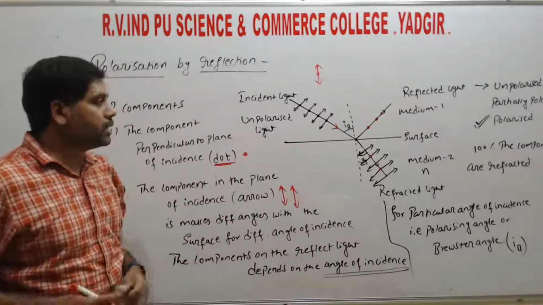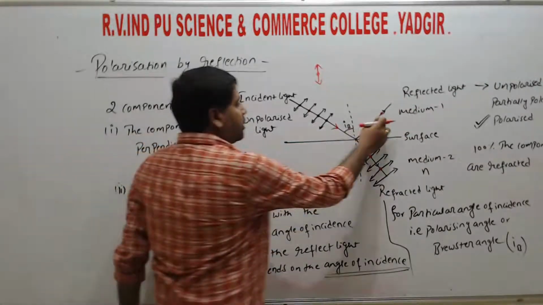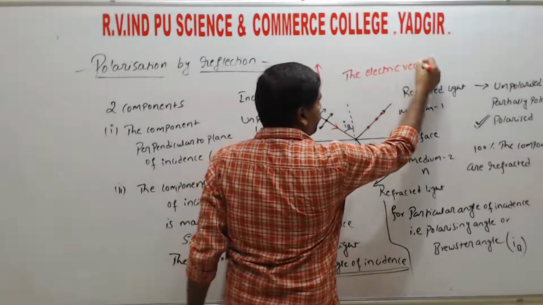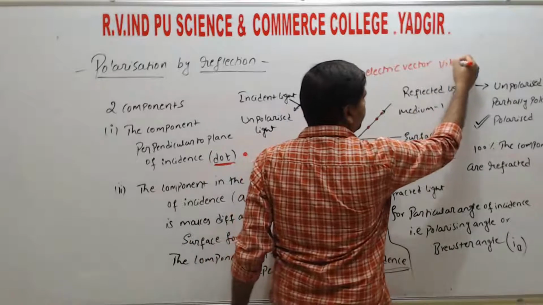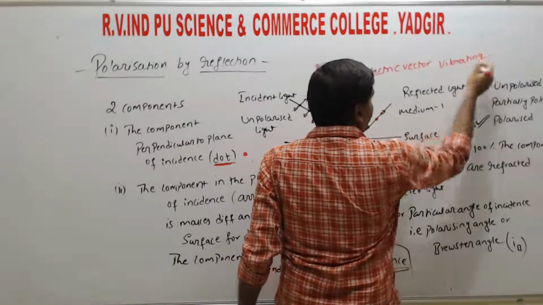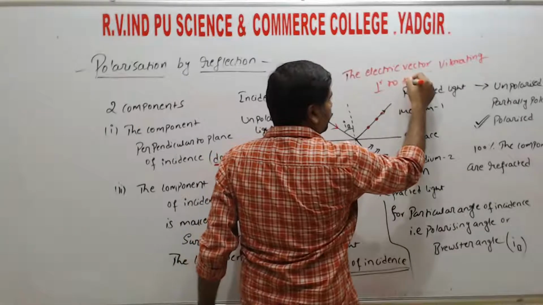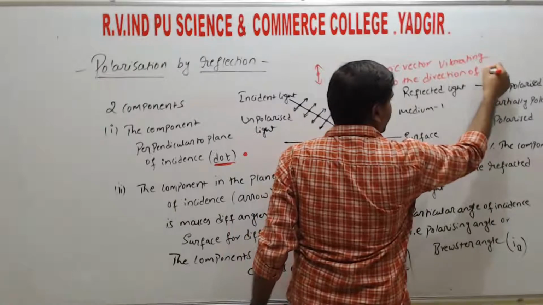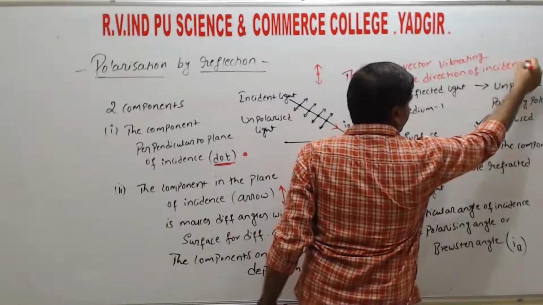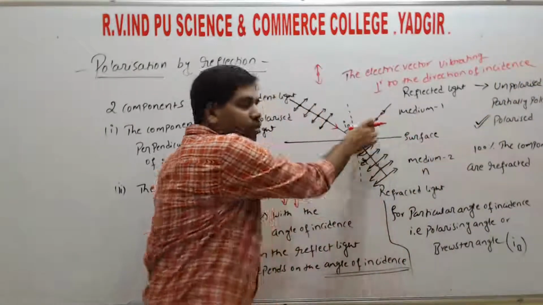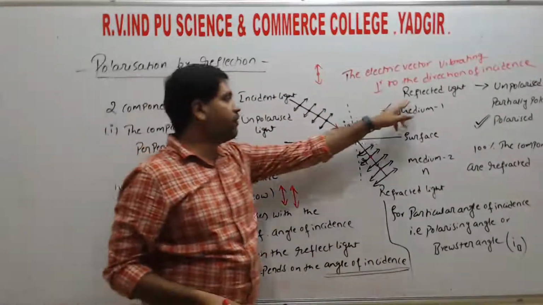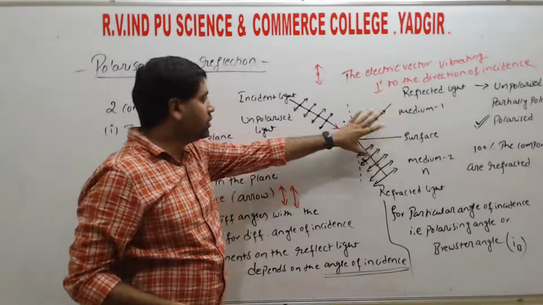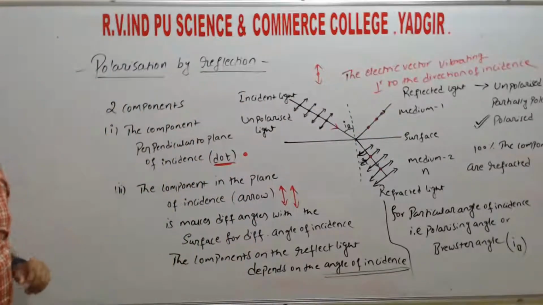Here the electric vector is vibrating or oscillating perpendicular to the plane of incidence. That is, these are vibrating only in one plane. Hence we get the reflected light completely polarized, right? So this is about polarization by reflection.